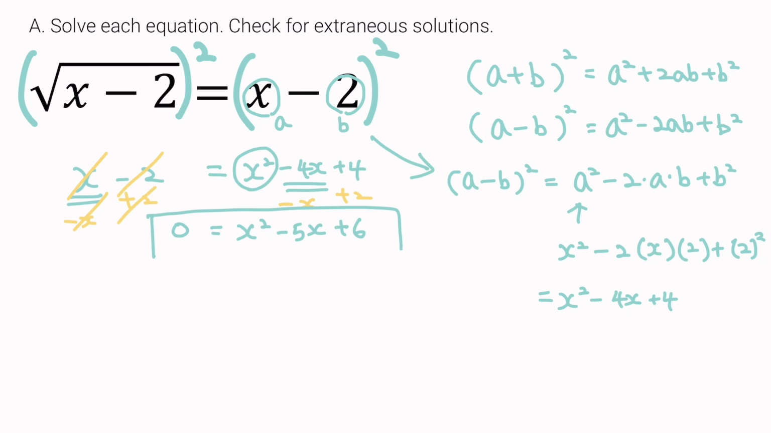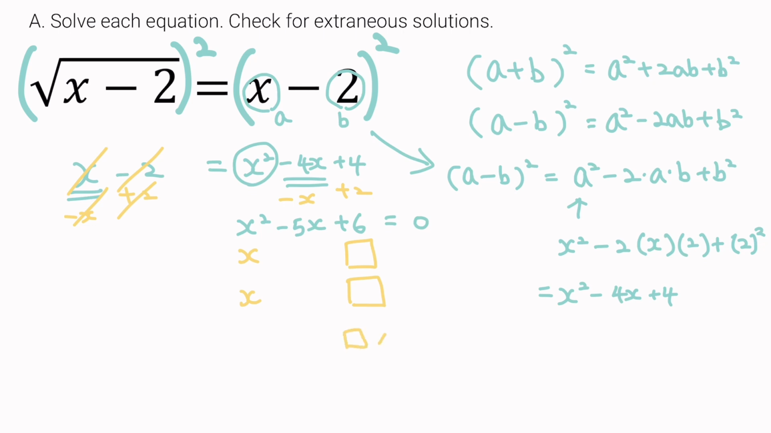Now, that looks familiar. That is a quadratic equation where you will have to figure out two numbers. Okay, let's put 0 on the right side. This is a quadratic equation where you'll have to figure out two numbers that when multiplied give me positive 6, and when added together give me negative 5. So what are those two numbers?